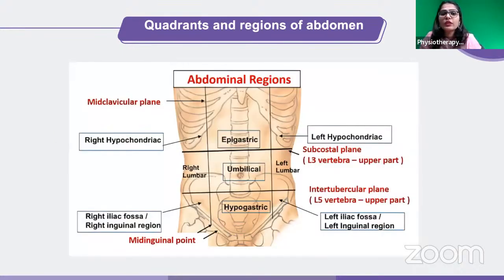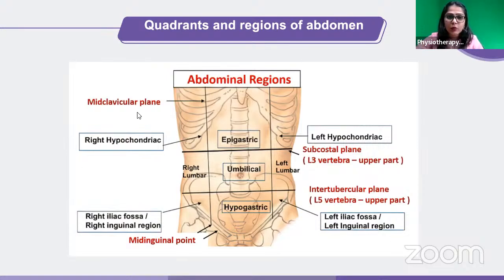Moving on to the next slide, quadrants and regions of the abdomen. We all know that our abdominal region is divided into 9 parts through 2 midclavicular planes. These planes which you are seeing here, this is a midclavicular line, and this other one is also a midclavicular line. These 2 midclavicular lines and these 2 horizontal lines are dividing our abdominal region into 9 parts.